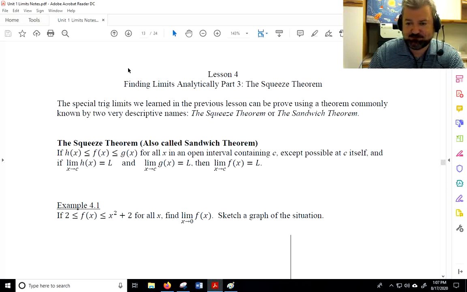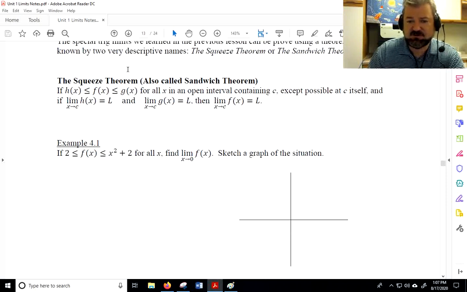So let's learn it. All right, the squeeze theorem says that if I have two functions that on some open interval containing the point C, h is always less than g and f is in between them, then if the limit of h and g are both the same value, then f has to be as well. So let me draw a picture of that first.